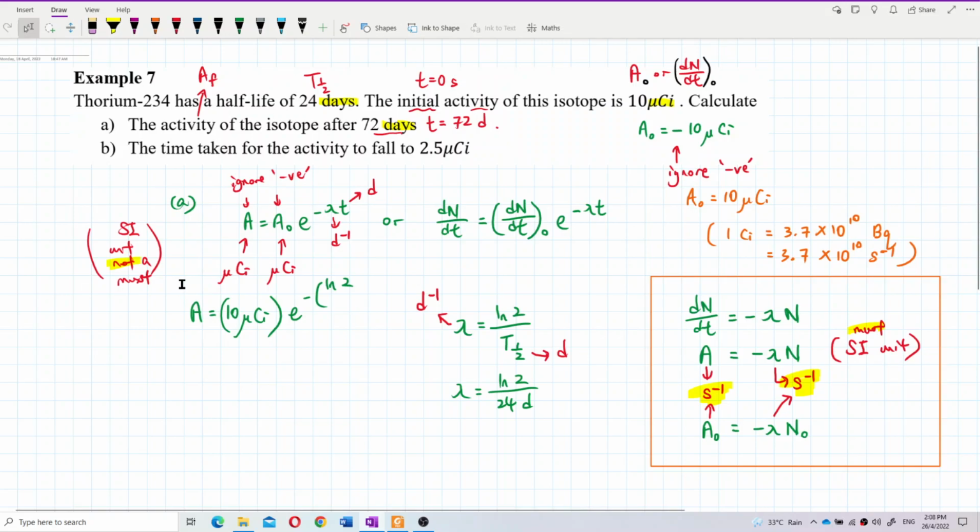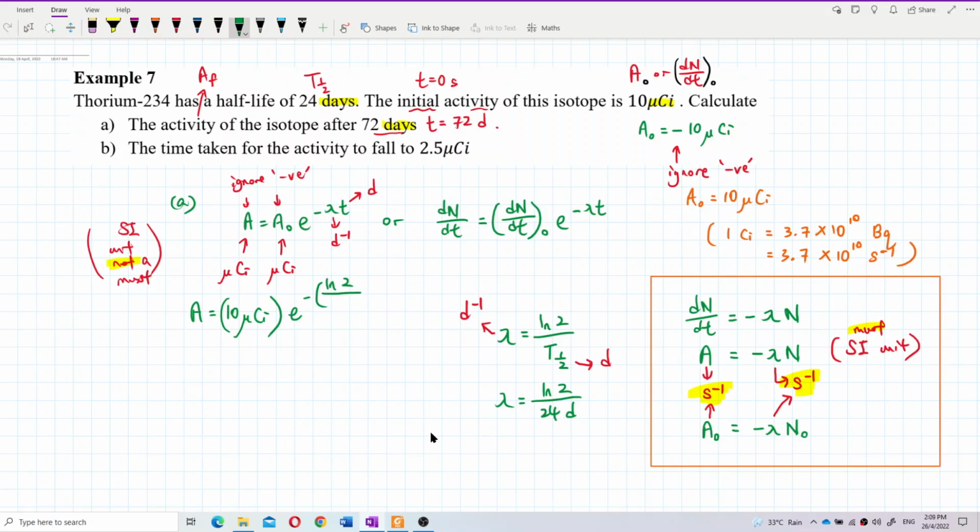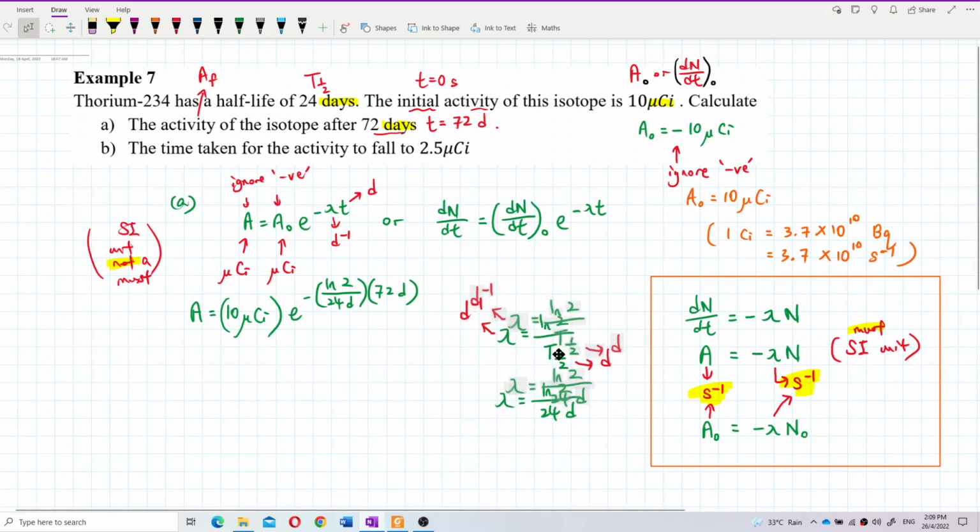Let's pull this a little bit here. ln 2 over half-life. What is my half-life? My half-life is 24 days. Just substitute here 24 days. And then here my time taken is 72 days. 72 days. Okay, so now I can calculate.